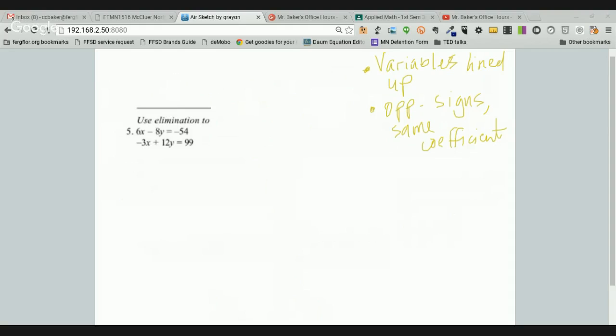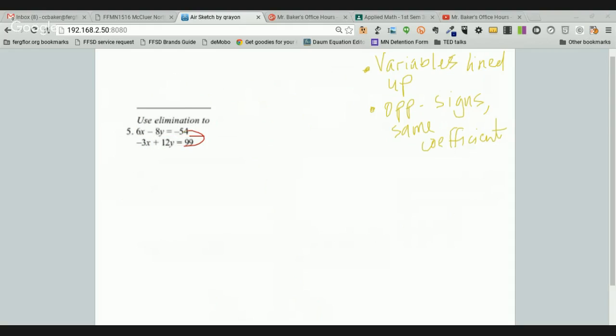I don't have that with this right now. So looking at my x's, if I multiply -3 by 2, I can make that 6. So that's an option. If I wanted to eliminate the x's, I could multiply this whole bottom equation by 2, and then I could get the x's to both be a 6 and to have opposite signs.